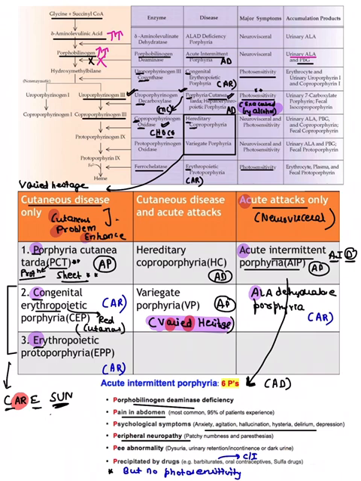Now we'll talk about the cutaneous problem. If we talk about only the cutaneous problem, remember, when does the cutaneous problem get enhanced? When you go in sunlight and get skin rashes. Remember CPE. C is for congenital erythropoietic porphyria, P is for porphyria cutanea tarda, and E is for erythropoietic protoporphyria, guys.